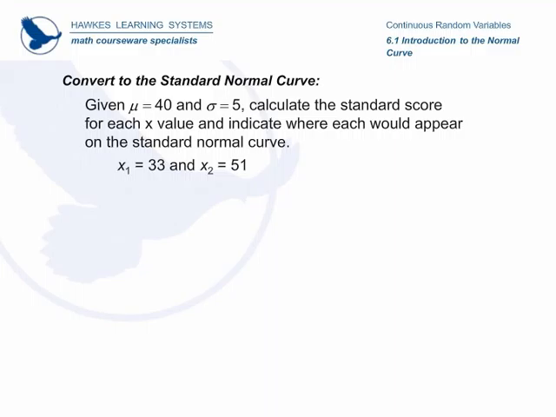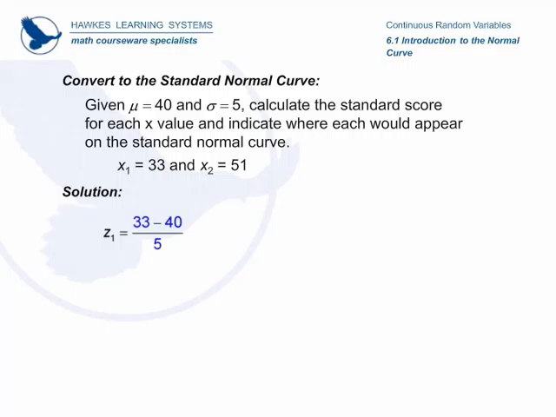Now let's convert to the standard normal curve. Given a mean of 40 and a standard deviation of 5, calculate the standard score for each x value or data value and indicate where each would appear on the standard normal curve. X sub 1 equals 33 and x sub 2 equals 51.